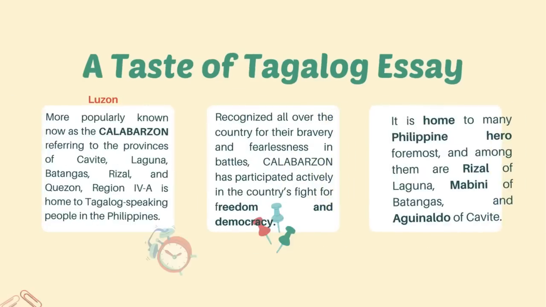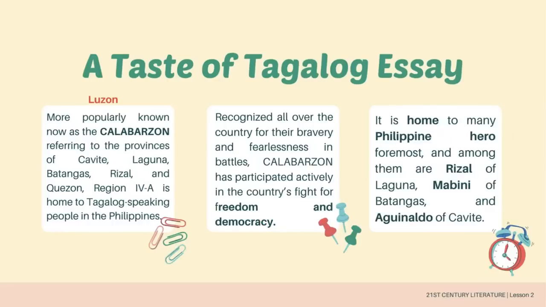How about the taste of Tagalog essay? More popularly known as the Calabarzon, referring to the provinces of Cavite, Laguna, Batangas, Rizal, and Quezon. Region 4A is home to Tagalog-speaking people in the Philippines, recognized all over the country for their bravery and fearlessness in battles. Calabarzon has participated actively in the country's fight for freedom and democracy. It is home to many Philippine heroes, foremost among them Rizal of Laguna, Mabini of Batangas, and Aguinaldo of Cavite.